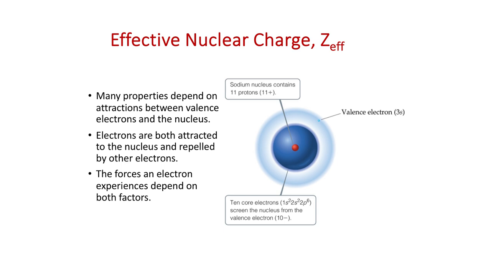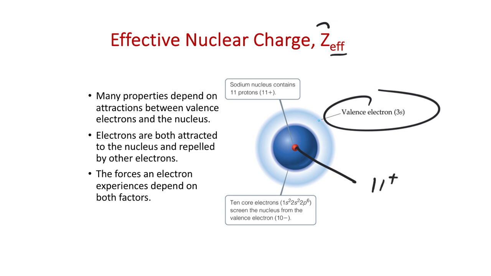So why do we get this similarity of properties for atoms in the same group? Well, let's take a look at effective nuclear charge. Nuclear charge is Z, so effective nuclear charge we call Z effective. The Z effective is sort of the charge you imagine the valence electrons get to experience. Our nuclear charge for sodium is 11 plus, coming from the 11 protons in the nucleus of the atom.